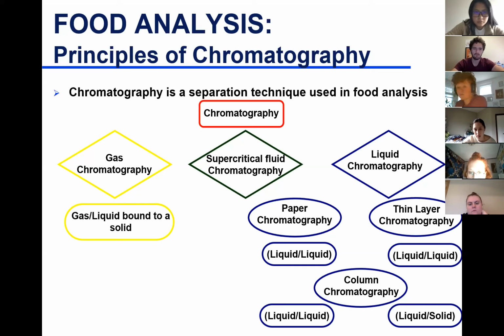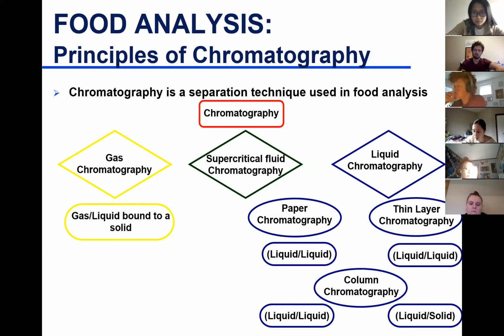In gas chromatography, obviously gas is your mobile phase. And your stationary phase used to be solid, but in most recent GC, you have your solid matrix with a liquid covalently bound to it. So it becomes gas-liquid chromatography. So basically your mobile phase is gas.